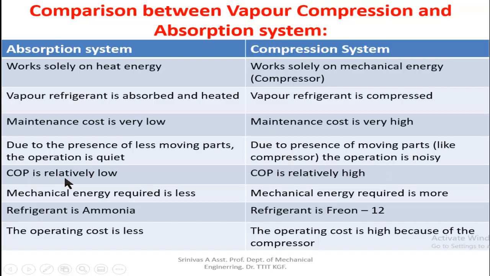And COP, coefficient of performance, is relatively low in this one, and here the coefficient of performance is relatively high. And the next point, mechanical energy is required very little, and here the mechanical energy required is more. The refrigerant used is ammonia, that is NH3, and here the refrigerant is Freon 12. And the last point, the operating cost is low, and here the operating cost is high because of the compressor. This is all about the difference between vapor compression and vapor absorption system.